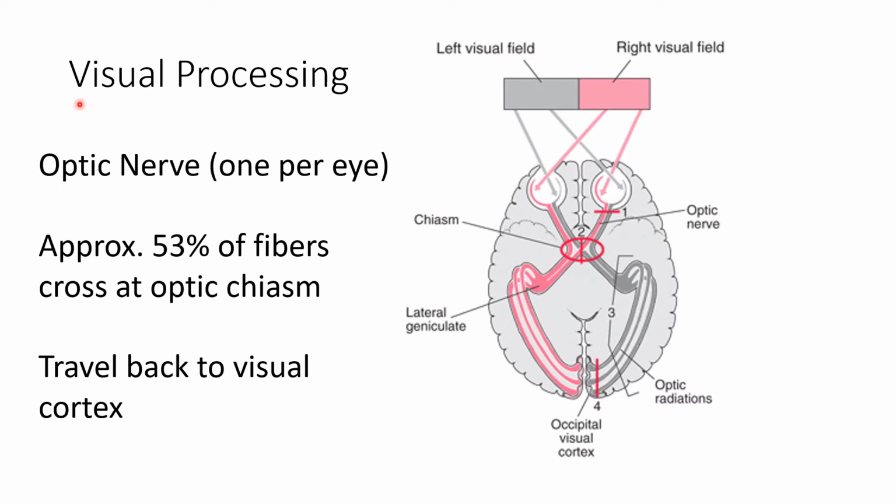Let's begin with a description of visual processing. This is basically just how sensory information that comes from the eyes is processed in the brain. At the back of each eyeball there is one optic nerve coming straight out of the back. It is attached to the sensory tissue actually inside of the eyeball, which we'll get to later.